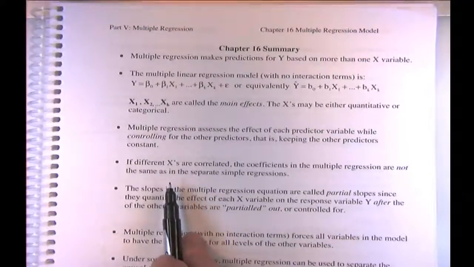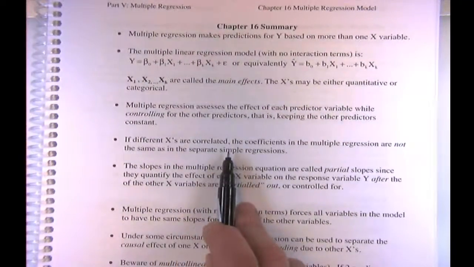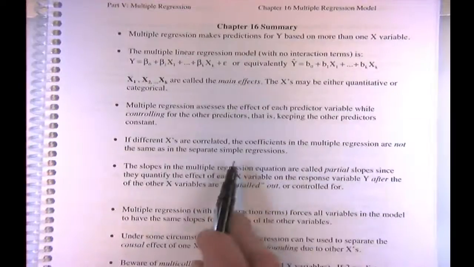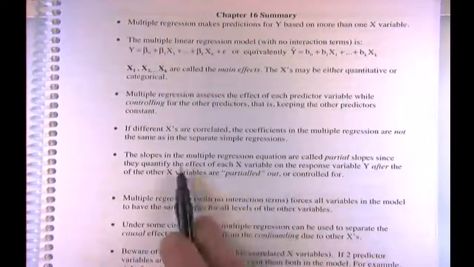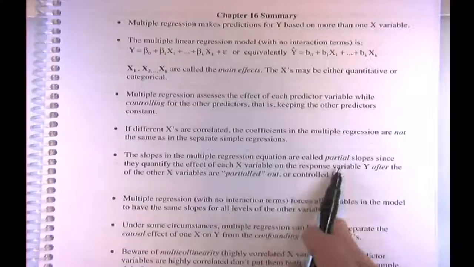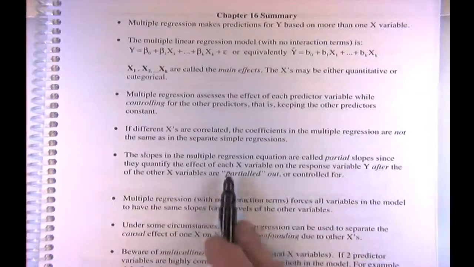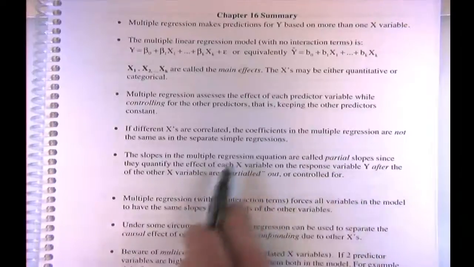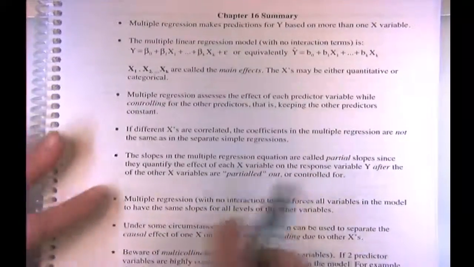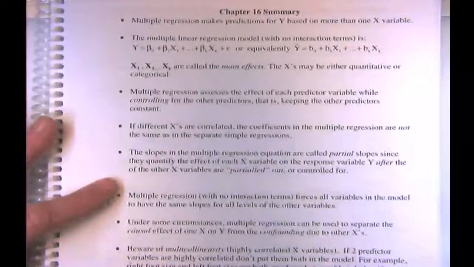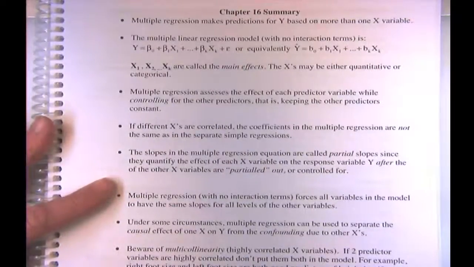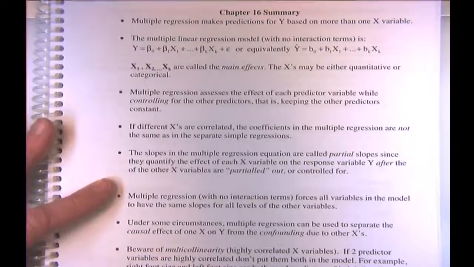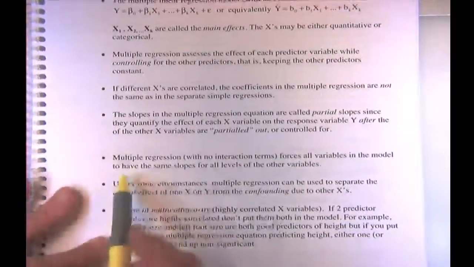If different x's are correlated, the coefficients are not the same. We just saw that. The slopes in the multiple regression are called partial slopes since they quantify the effect of each x variable on the response variable after the other x's have been partialed out or controlled for. What predictive value do they add after you've already accounted for the other variable? And this is what we're going to be looking at right now.